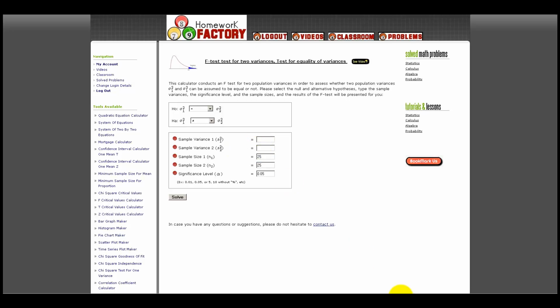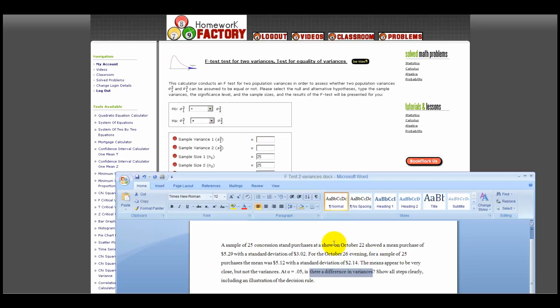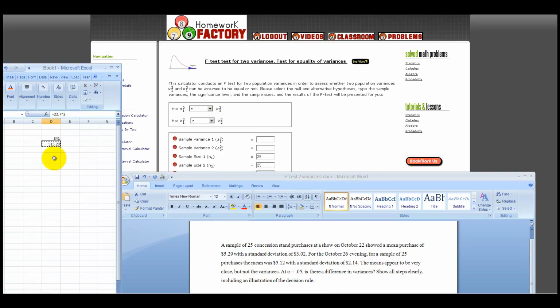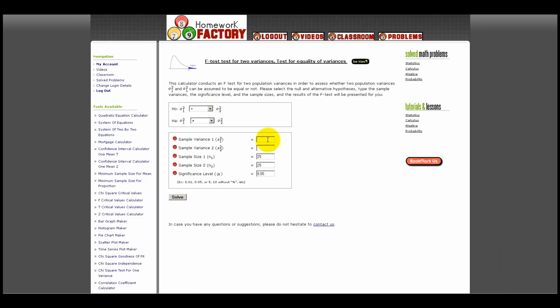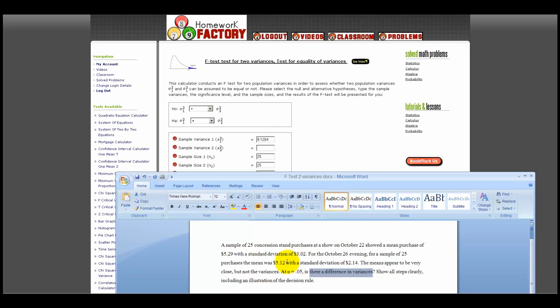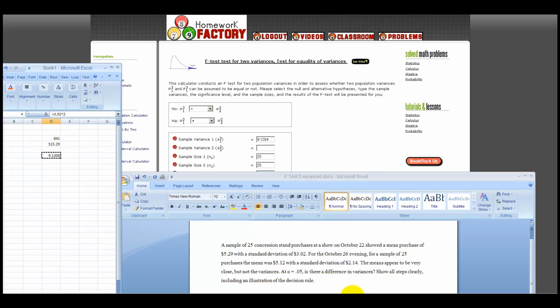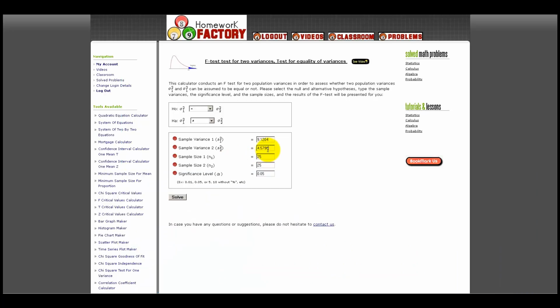They're giving us the sample standard deviations. So one sample standard deviation is 3.02. In that case, we need to convert this into a variance. So we get 3.02, we square it, and that's the sample variance. And then for the other sample, the standard deviation is 2.14. But I want the variance, so I get 2.14 and I square it. And very simply, I paste it.